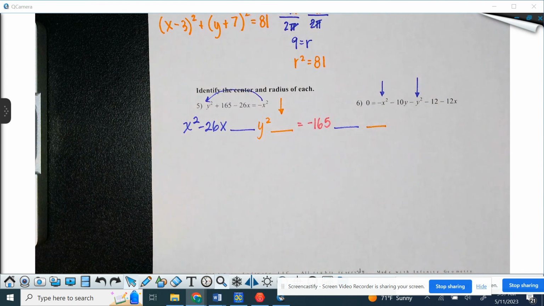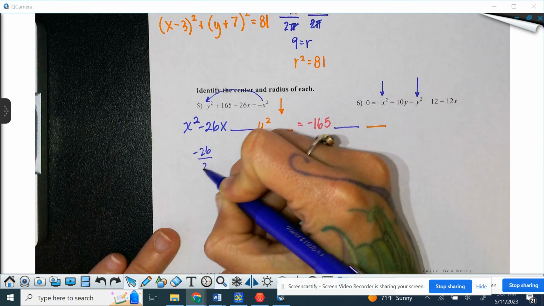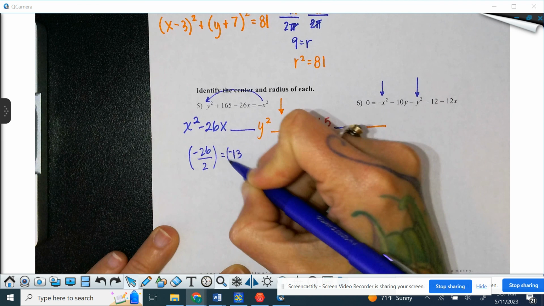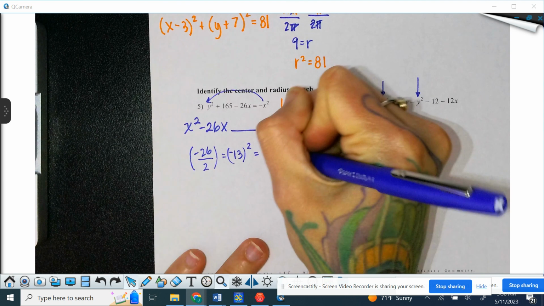Then we're going to take our B value, divide by 2. Then we're going to square that. And this is the part where it takes a little while for students to understand why I write that negative 13 part out. If we square that negative 13, we end up with 169. So that's going to go 169, 169.